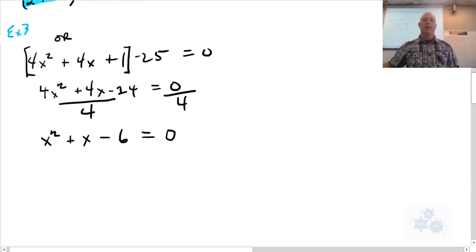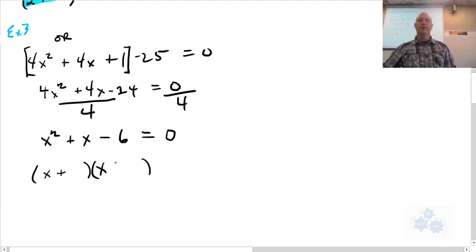Now we have some options here. What we've normally done is factor using the zero product principle, right? So x plus something, it's going to be x. This one's going to be a minus something. What are the two numbers that multiply to negative 6 and add to positive 1?